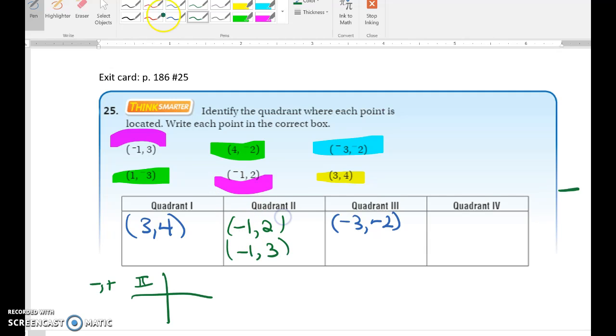Okay, now let's switch colors. Now we've got only left the ones that are positive, negative, right? So that means we go forward, right, from the origin, but then we go down, right? So that's what positive, negative looks like. And so we're going to write those ones under here, under quadrant 4. And that's going to be our exit card, okay?